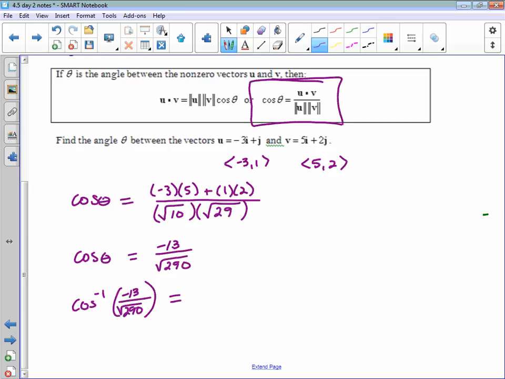Nearest 10. That's the top part of the circle? Are we getting like 139.8?